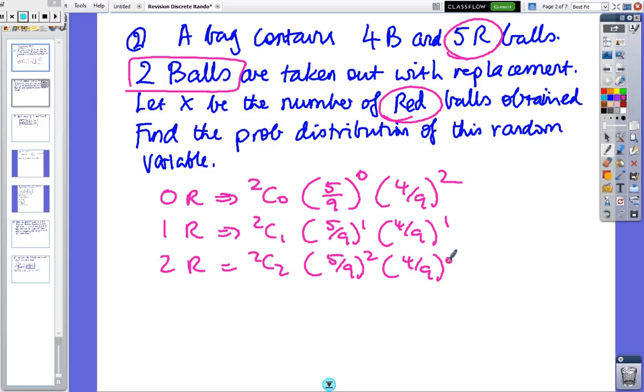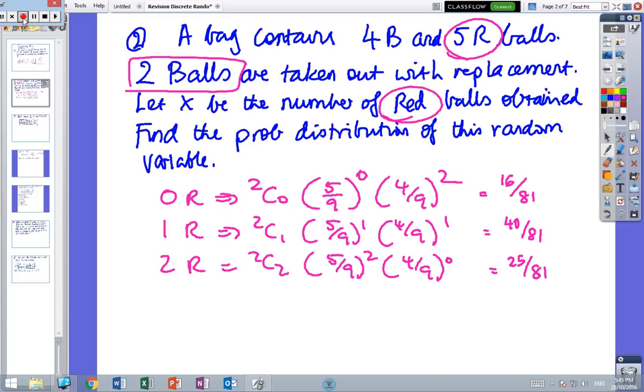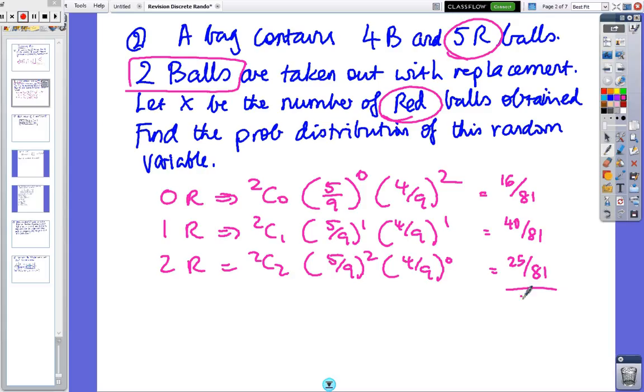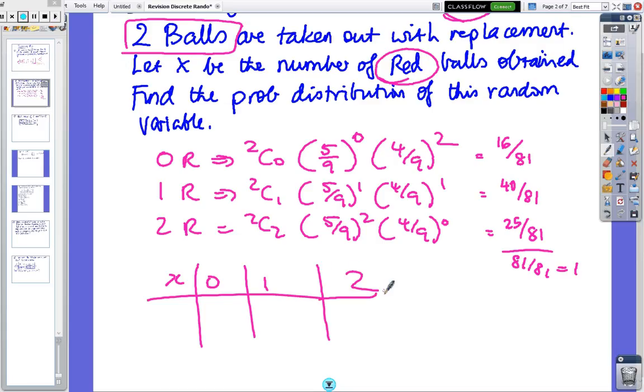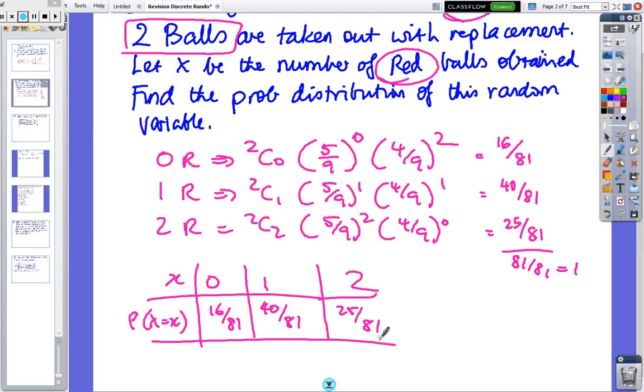Okay, so I'm going to pause and just work out those fractions, so I'll come back in a sec. Okay, so we're back, and I've just worked out those numbers on my calculator, and I had 16/81, 40/81, 25/81, and just to make sure, 16 plus 40 is 56, plus 25 is 81. So that adds up to 81/81, which is 1. And so the question was find a probability distribution table. So x is 0, 1, 2, and the probability that x equals x is 16/81, 40/81, 25/81. Okay, so let's move on to the next question.